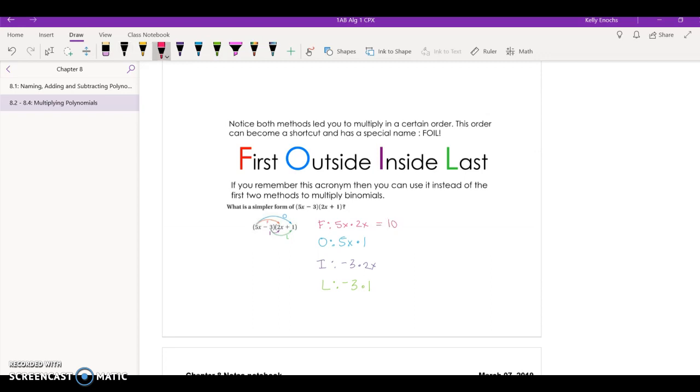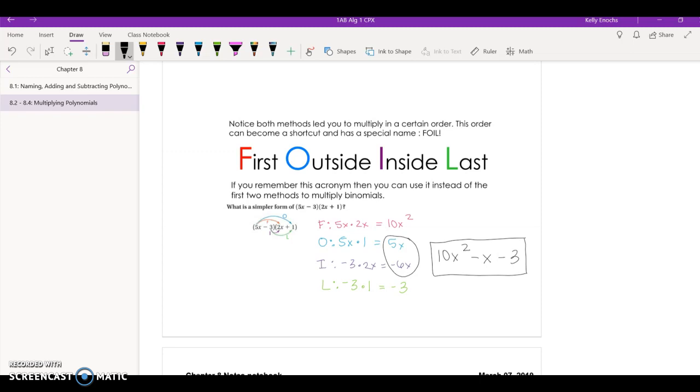So 5x times 2x is 10x squared. 5x times 1 is 5x. Negative 3 times 2x is negative 6x. And negative 3 times 1 is negative 3. Remember to combine your like terms. So my final answer here is 10x squared, and then we have minus x, remember there's an imaginary 1 there, and minus 3 for our answer.